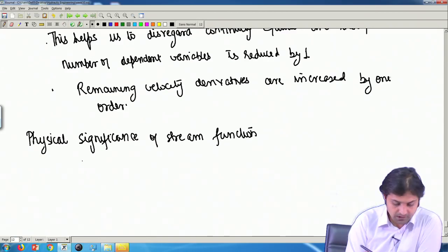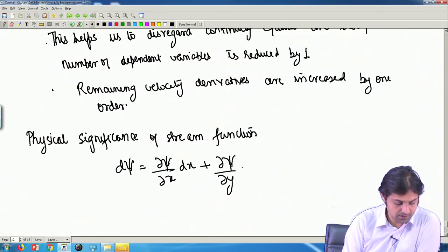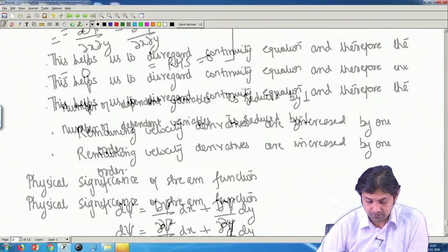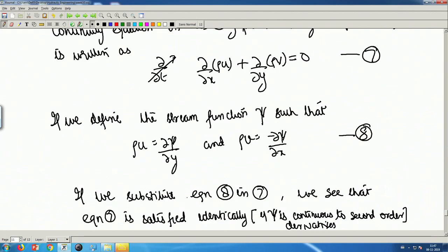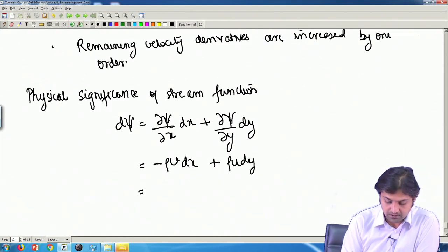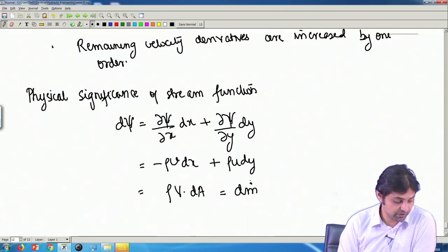To look at it, psi can be written as del psi by del x into dx plus del psi by del y into dy. All right, this is how d psi can be written, and del psi by del x we have defined as minus rho v. Using equation number 8, it becomes minus rho v dx plus del psi by del y, which was rho u, dy. So this is nothing but rho V, the velocity vector, into the area vector, and this whole is the mass flow rate.